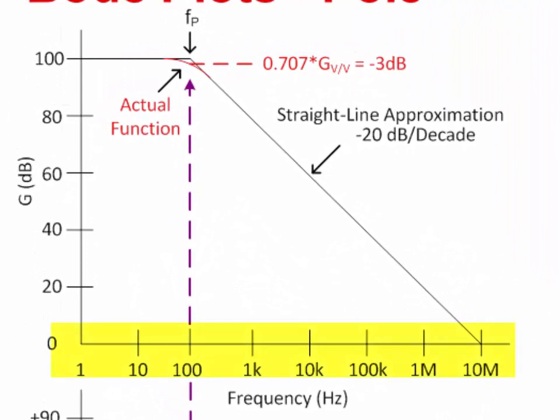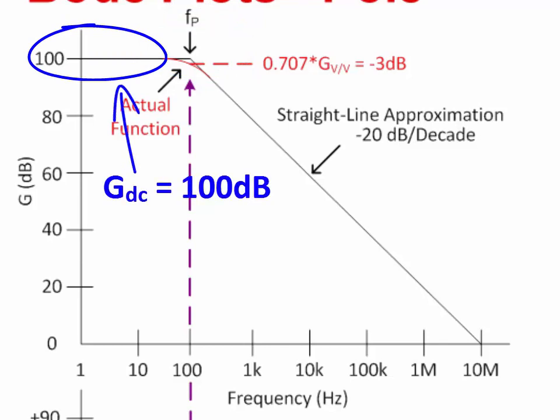Notice that both the horizontal axis and vertical axis are logarithmic. Let's look at some key points on the Bode plot. First, the pole frequency is denoted by Fp. For frequencies below Fp, the gain is constant and is denoted by GDC. In other words, the gain at DC, or zero frequency, would be GDC.